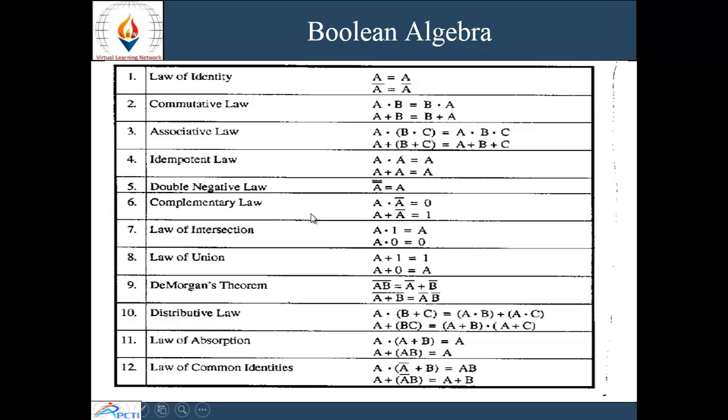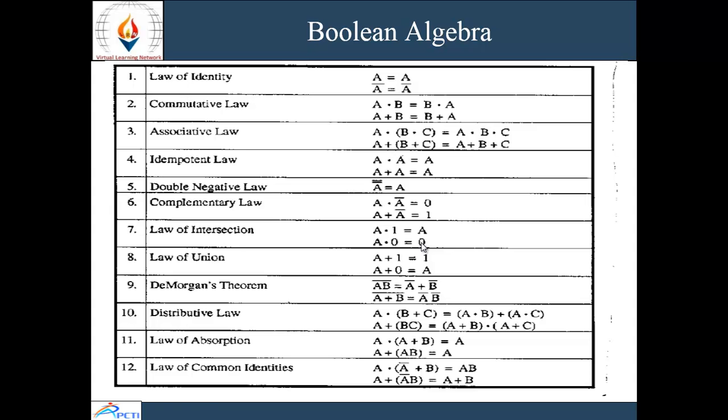Next is complementary law, that is A into A complement equals 0, and A plus A complement will always be equal to 1. Next is law of intersection. Law of intersection is A plus 1 equals 1, and A and 0 equals 0. Means these are some of the laws which are very useful for the minimization of the gate, and you must have knowledge of Boolean algebra if you want to perform the minimization of gate.